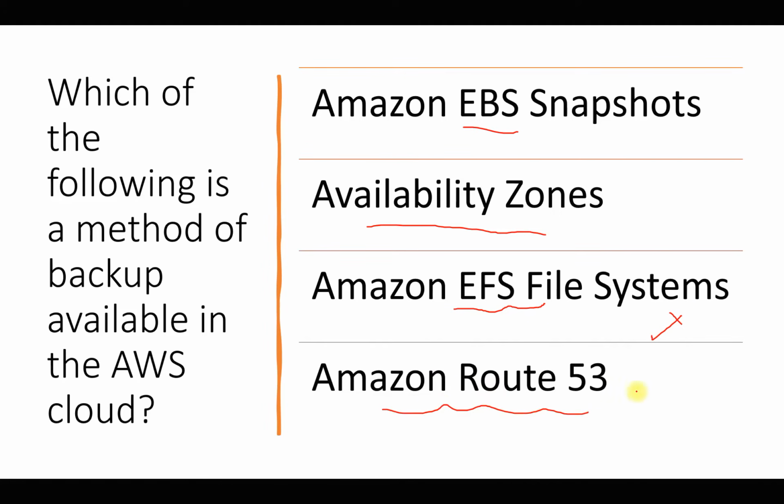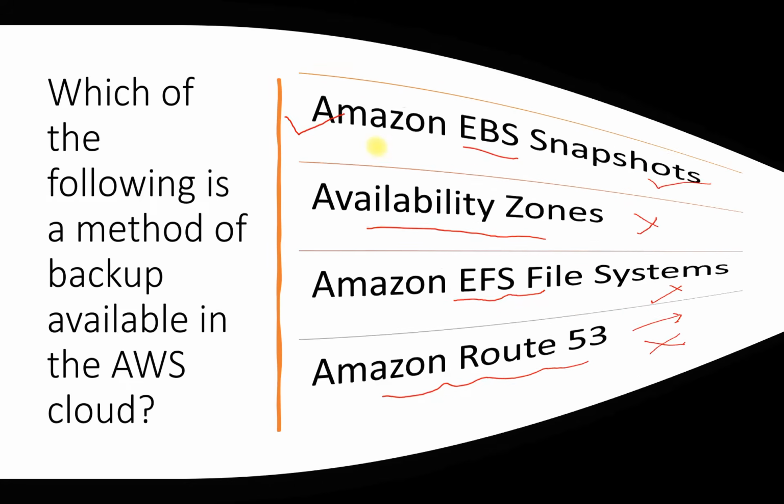Amazon Route 53 is a DNS service in AWS. Here we are not talking about the mapping of name to IP address or IP address to name, so we can't use it. So this is also wrong. Availability zone, yes, it is used for high availability and fault tolerance, but not as a backup service. But Amazon EBS snapshot, we can use it as a backup service because it provides a virtual hard disk in the cloud. So our choice for this question will be Amazon EBS snapshot.